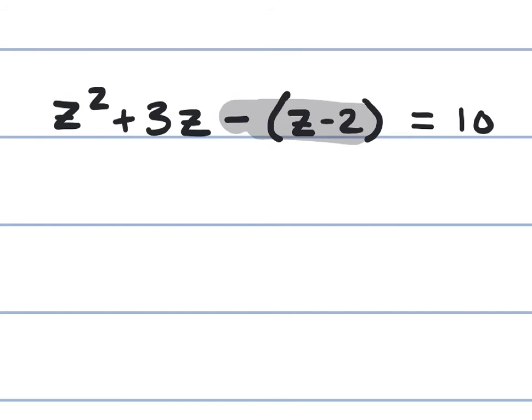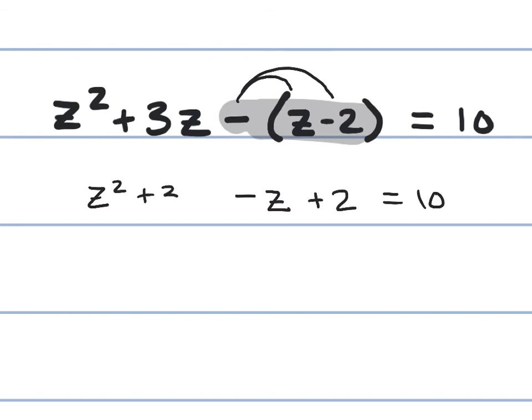Yes, sir. Don't you want to distribute the negative? Yep, that negative, when we are subtracting everything in there, needs to be distributed. So that becomes minus z and plus 2. And we still have a z squared plus 3z. Anything that we can combine? Okay, so 3z and negative z become 2z, plus 2 is equal to 10.